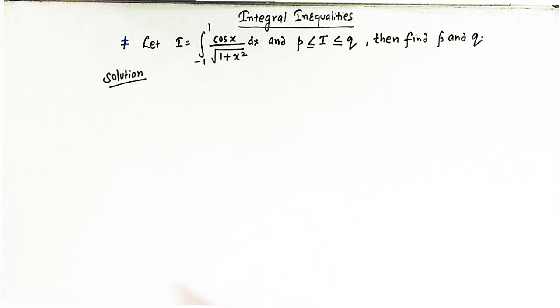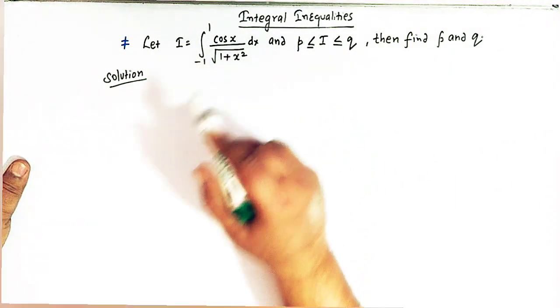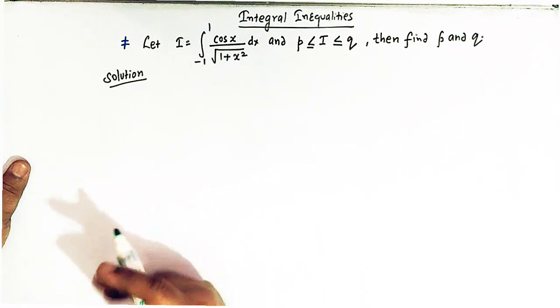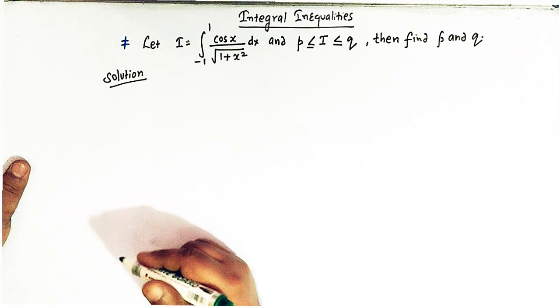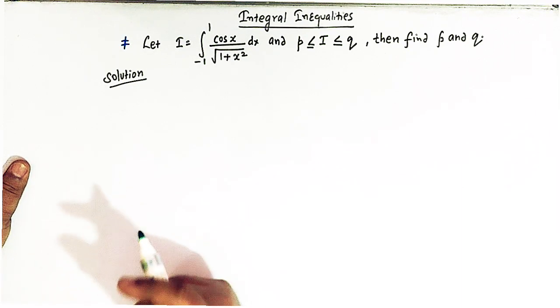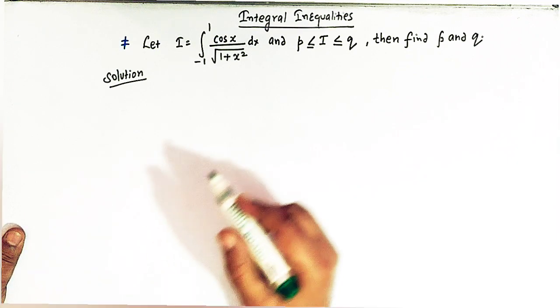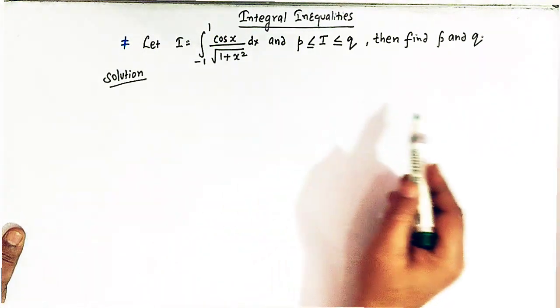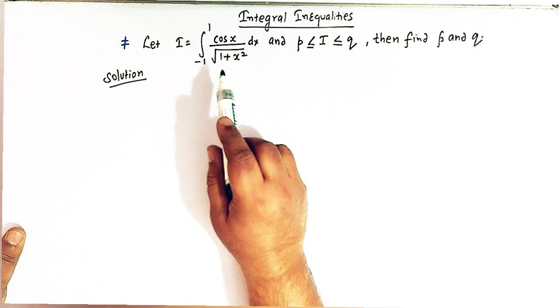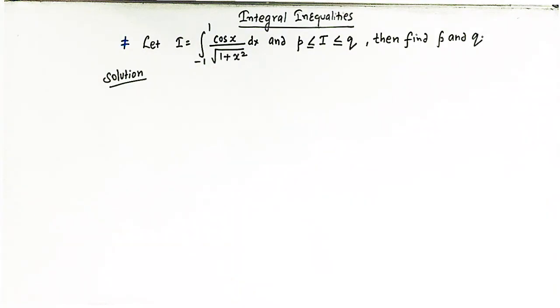To solve these kinds of problems related to integral inequalities, we are going to use an important result from definite integrals, right? Let us first briefly discuss the result, and then we'll see how we can apply it to this problem to get the values of P and Q.